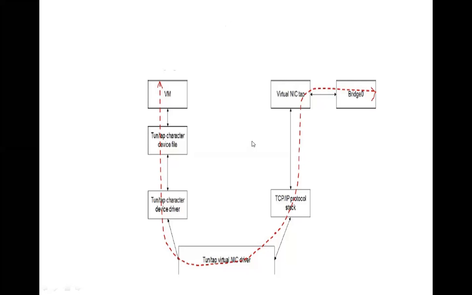So you can see here how this virtual machine is connected with this bridge 0. This is the diagram representing the information moving from bridge 0 to the virtual machine. This bridge 0 is connected with the virtual machine's virtual network interface card tap. And there you can see this is the TCP/IP protocol stack, and this TunTap virtual NIC driver is connected to this TCP/IP protocol stack. Here again you can see this virtual machine has a TunTap character device file, and this device file is being managed by a character device driver.